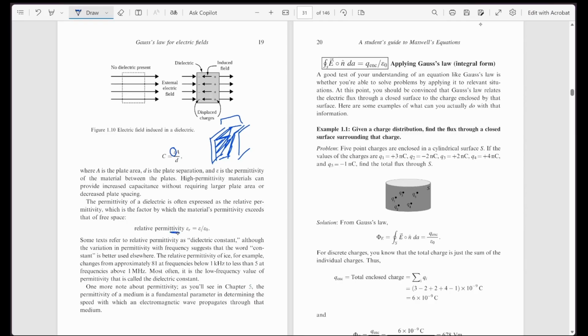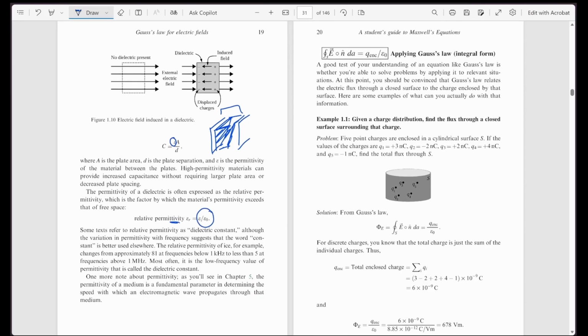So the relative permittivity is just a ratio between the material's permittivity and the free space's permittivity. Some texts refer to relative permittivity as dielectric constant, although the variation in permittivity with frequency suggests that the word constant is better used elsewhere. The relative permittivity of ice, for example, changes from approximately 81 at frequencies below 1000 Hz to less than 5 at frequencies above megahertz. Most often, it's the low frequency value of permittivity that is called the dielectric constant.